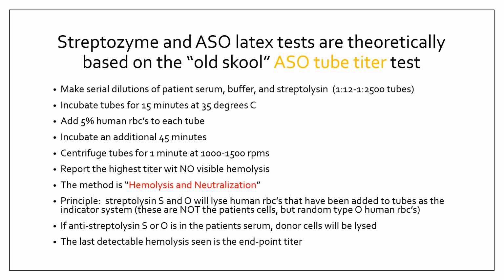Okay? The principle is that we have streptolysin S and O, which are going to lyse the human red cells that have been added to the tubes as the indicator system. These are not the patient's cells, but random type O human red cells. If anti-streptolysin S or O are in the patient's serum, the donor cells are going to be lysed. The last detectable hemolysis seen is your endpoint titer, whatever that may be.